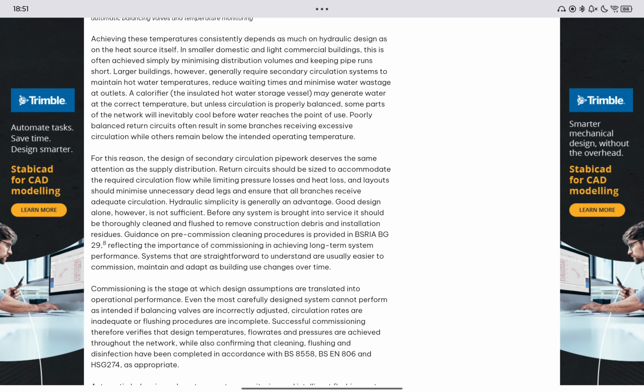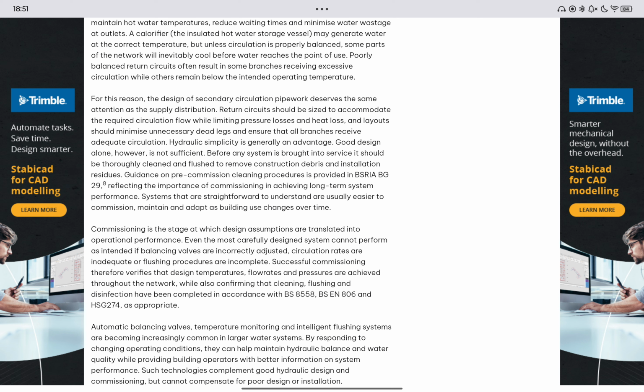Poorly balanced return circuits often result in some branches receiving excessive circulation while others remain below the intended operating temperature. For this reason, the design of secondary circulation pipework deserves the same attention as the supply distribution. Return circuits should be sized to accommodate the required circulation flow while limiting pressure losses and heat loss. Layouts should minimize unnecessary deadlegs and ensure that all branches receive adequate circulation. Hydraulic simplicity is generally an advantage.